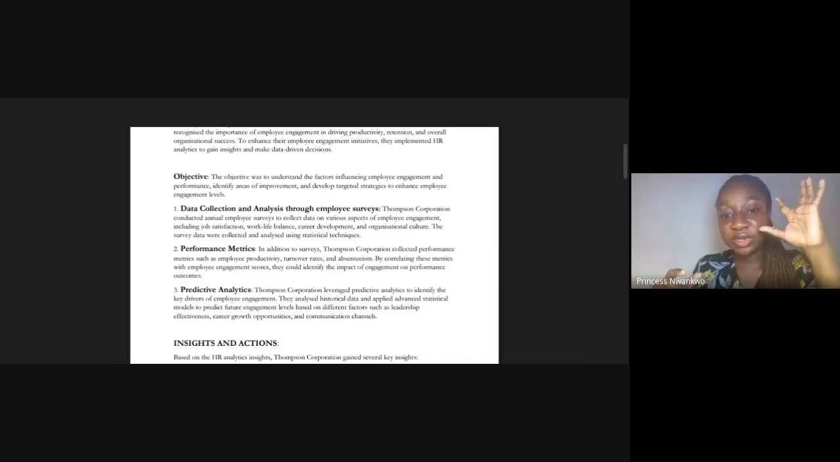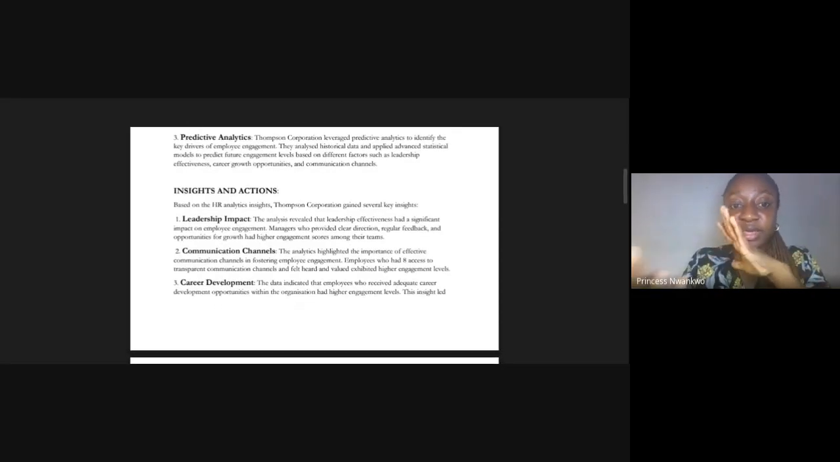So they now have employee engagement metrics, and they now have performance metrics, all right? And they analyze this using statistical methods. Now, here are the insights that we're getting from that analysis. One of the first things they realized was that their leadership effectiveness had a significant impact on employee engagement. For example, they saw that managers who provided clear direction and regular feedback had more engagement on their teams. That was one thing they were able to discover from the analysis.